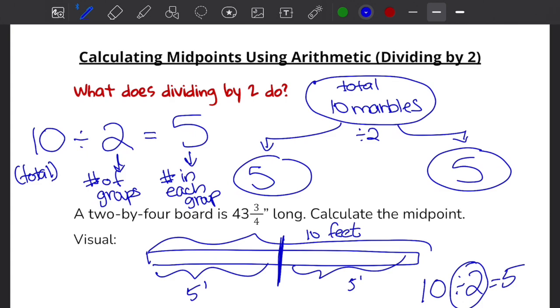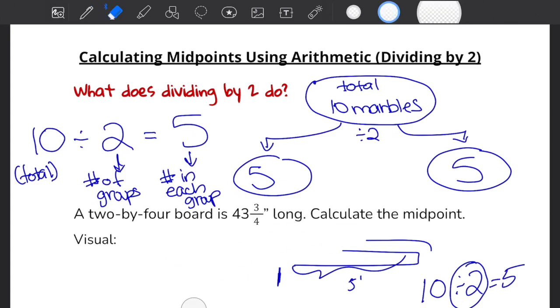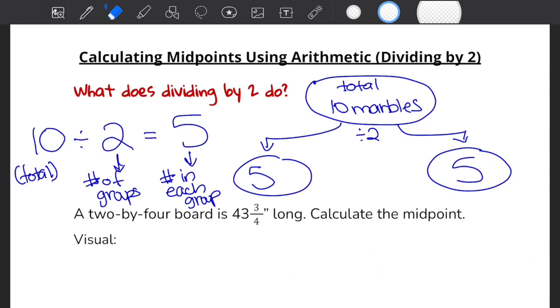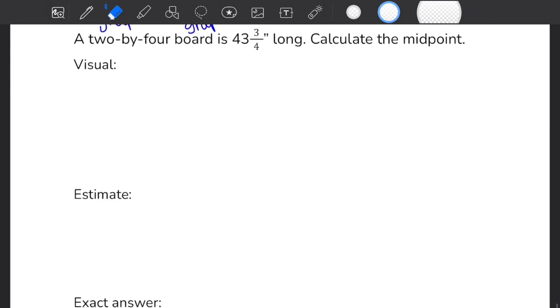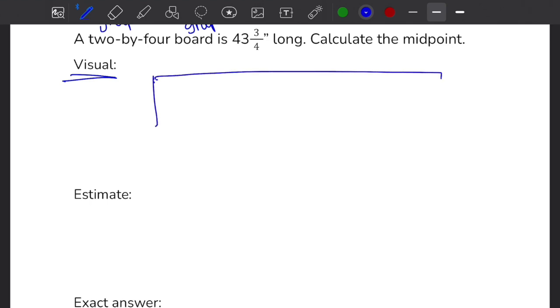So let's erase what I wrote down here so we can do this example together. This example reads, a 2x4 board is 43 3/4 of an inch long. Calculate the midpoint. Now my advice for you here is whenever you're working with board problems, when dimensions are given to you, draw a visual, draw a picture. So here's my picture. Okay, it doesn't have to be perfect. Here's my 2x4. Okay, and the length of my 2x4 is 43 3/4 of an inch.